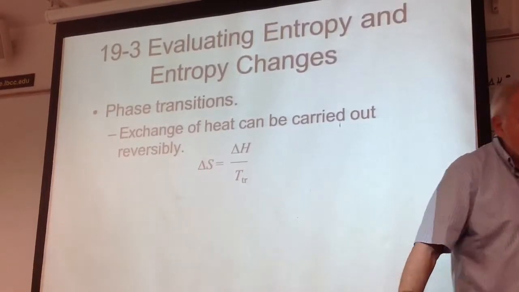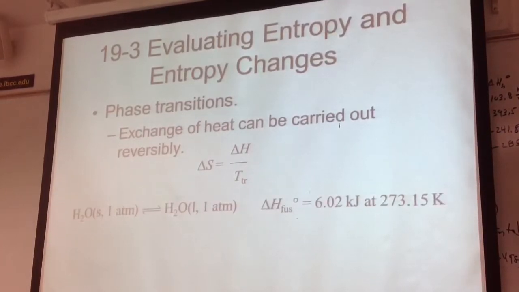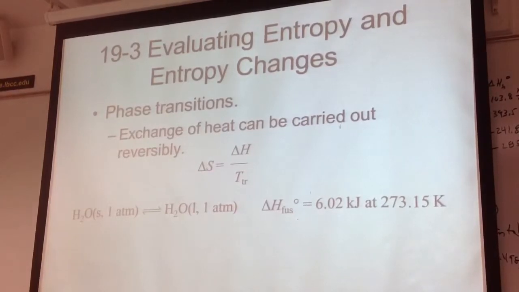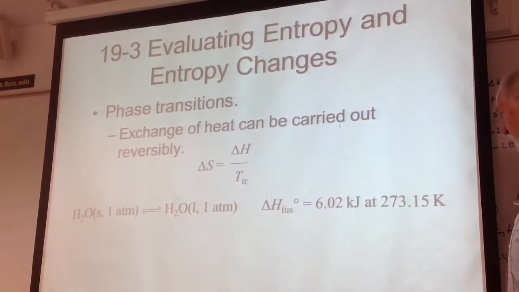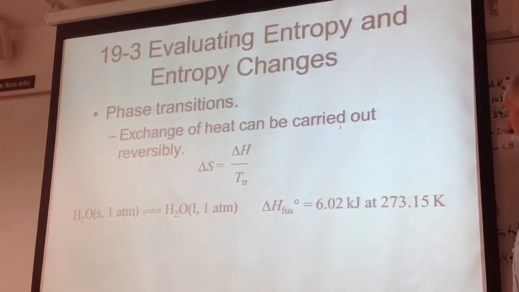And that's equal to the entropy change. Let's see if I have it on this slide. For instance, when we do this change, delta H freezing or fusion is 6.02 kilojoules at 273. If I want the entropy change, I would divide this number by this number. Okay.